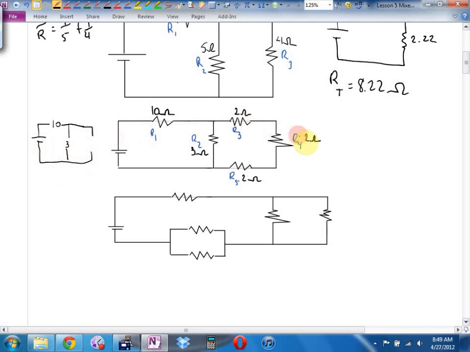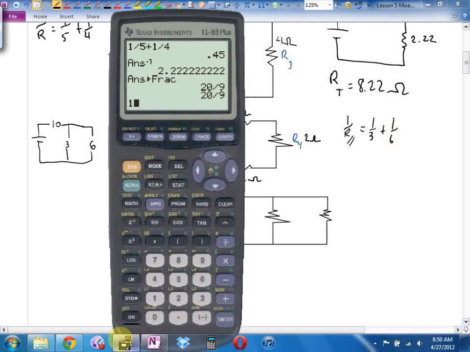If I wanted to replace these 3 with one resistor, what would that be? A 6. Okay, these 2 are in parallel. What's the equivalent of that? My abbreviation for R parallel, by the way, is the geometry symbol for parallel lines. So 1 over R parallel equals 1 over 3 plus 1 over 6. Take the reciprocal of that. Conveniently, that one did work out evenly.